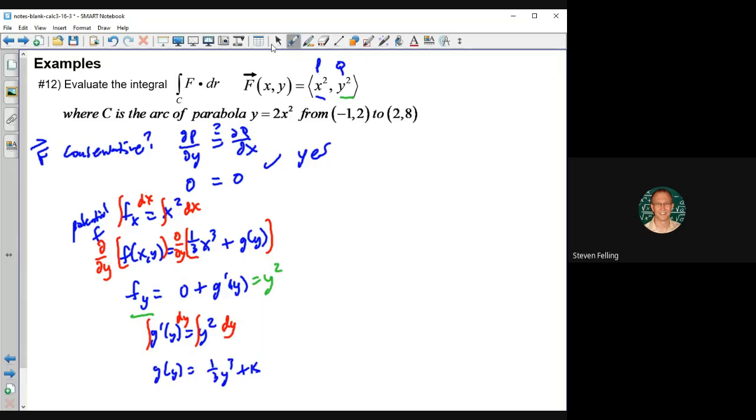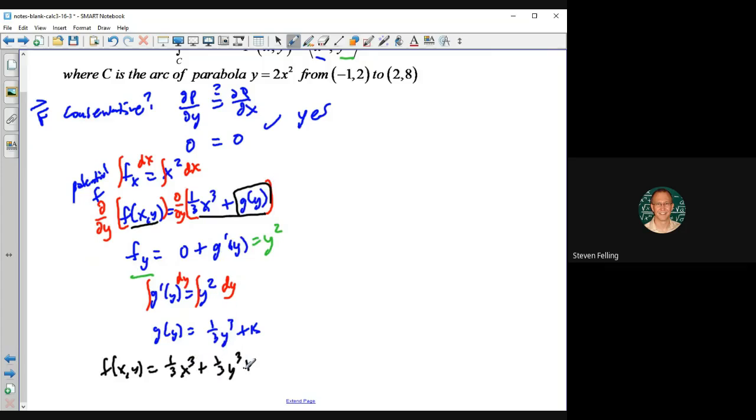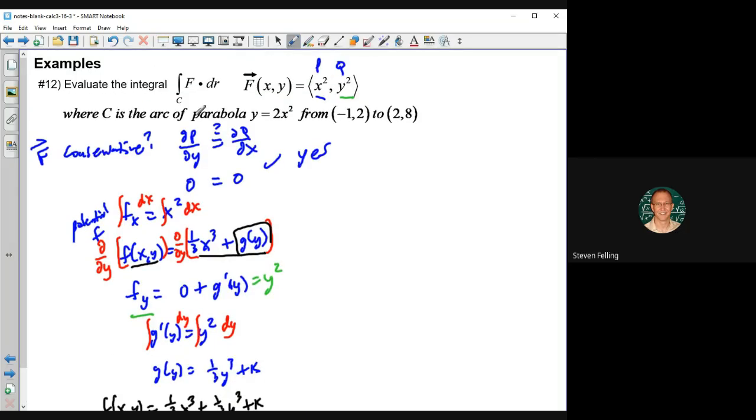So finally I can write my potential function. My potential function was this, right? It's f of x, y equals 1/3 x cubed, but now I have to fill in what g of y is. It's 1/3 y cubed plus k. Okay, so now that I have a potential function, I can use that to evaluate this integral, right?